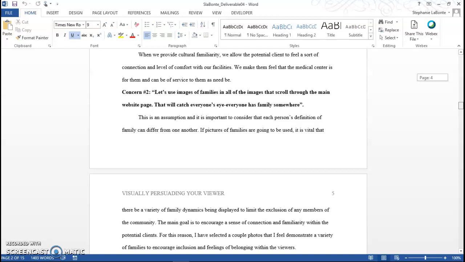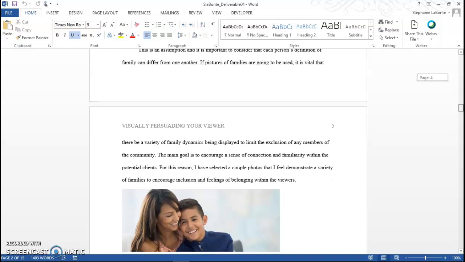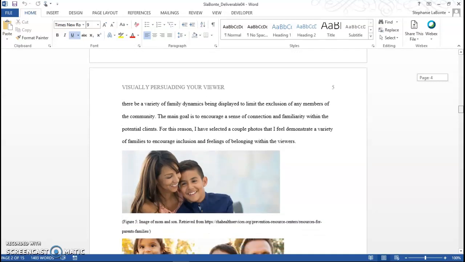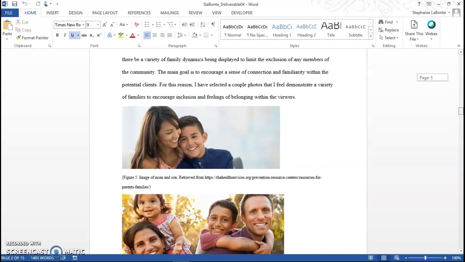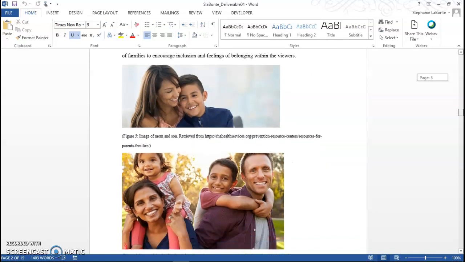Everyone has families somewhere. This is an assumption, and it's important to consider that each person's definition of family can differ from one another. If pictures of families are going to be used, it is vital that there be a variety of family dynamics being displayed to limit the exclusion of any members of the community. The main goal is to encourage a sense of connection and familiarity within the potential clients. For this reason, I selected a couple photos that I feel demonstrate a variety of families to encourage inclusion and feelings of belonging within the viewers.